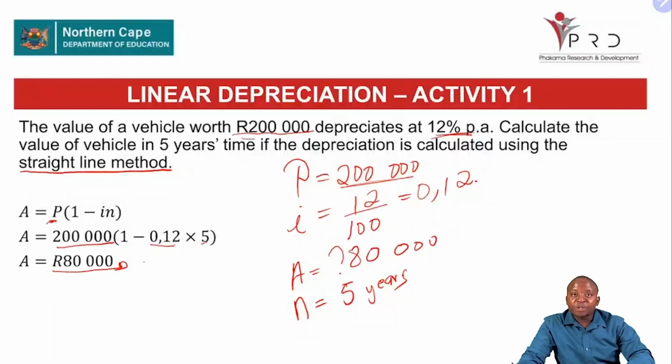As I have explained earlier on, we can see that the present value in this case is greater than our future value, as we are depreciating as we are going into the future. So the value is decreasing as we are moving into the future.